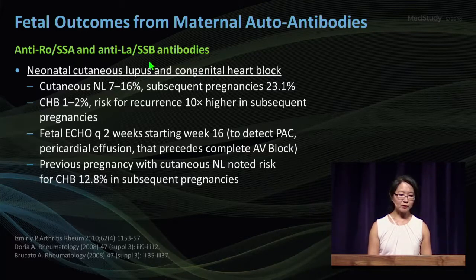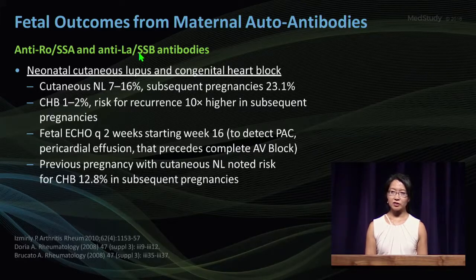So what about Ro and La antibodies? Let's say that mom actually has lupus or has Sjogren's and she gives birth. What is the risk for neonatal lupus in the infant that you will be taking care of? So the risk for cutaneous lesions is about 7 to 16%. But if mom already had a child with neonatal lupus, in a subsequent pregnancy that risk goes up to about 23%.